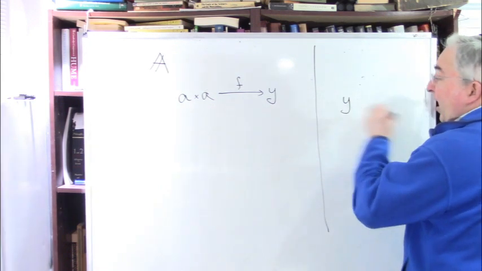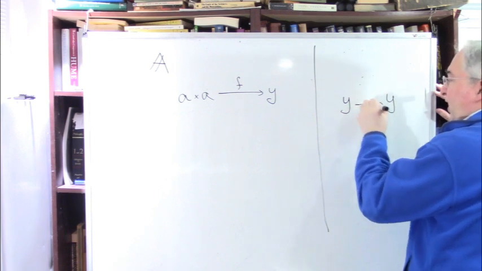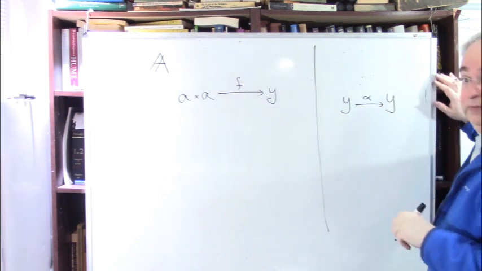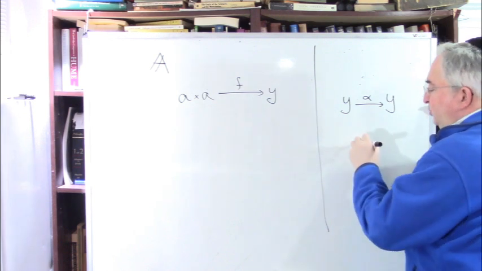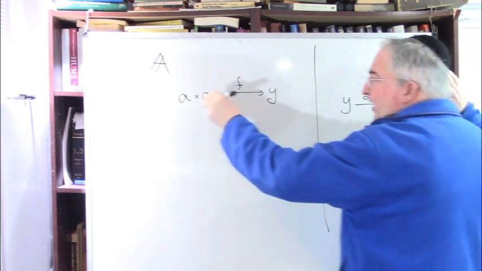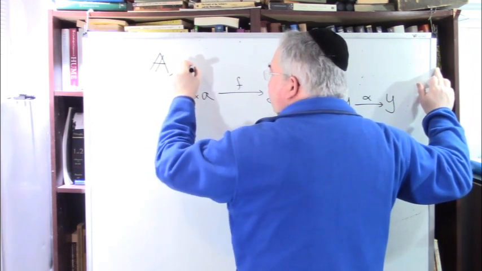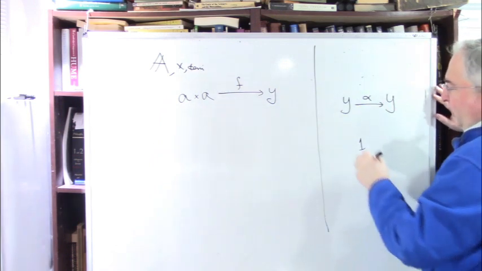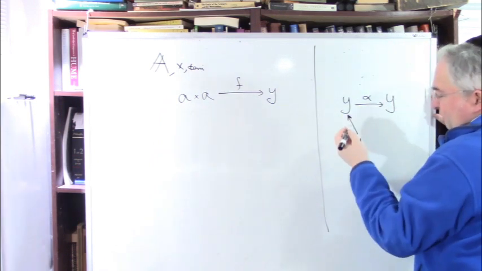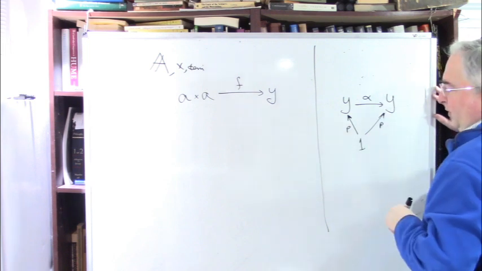You have an object in the category, and you have an endomorphism. That's a morphism that goes from it to itself. And you have a terminal object. So our category has products, well, at least it has one product, and it has a terminal object. And what that terminal object does is it picks out, to be thought of as picks out an element here. That's the way to think of it.